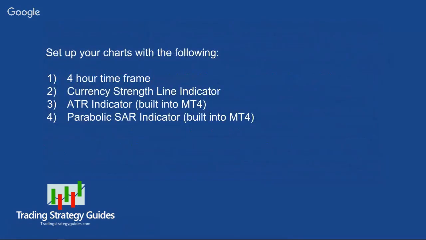Okay, this is how I want you to set up your charts, and I'll go into more detail as we go on. Start with a 4-hour time frame. I want you to add the currency strength line indicator. I want you to add the ATR, average true range. It's built into MT4. And I want you to add the parabolic AR indicator, which is also built into MT4. I'll show you where to find these and enter them. Shortly, I'll actually pull up a platform and show you how to get done with all these little slides here.